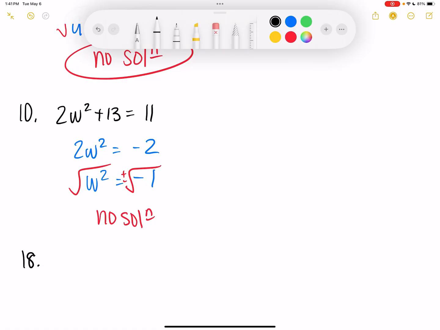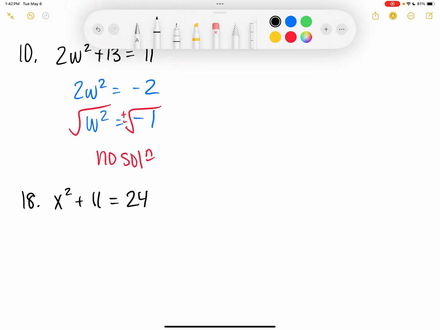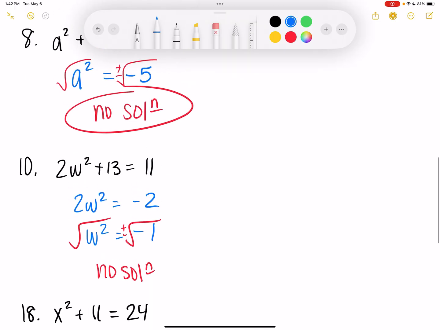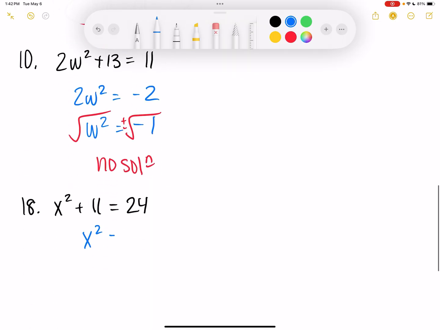18. x squared plus 11 equals 24. So we're doing the same thing. These ones just aren't going to come out to be perfect squares. So what do I do first? Subtract 11. So I've got x squared equals 13. Now what? Square root. I'm going to take the square root of both sides. So x is equal to plus or minus the square root of 13. We're just going to leave it like that.